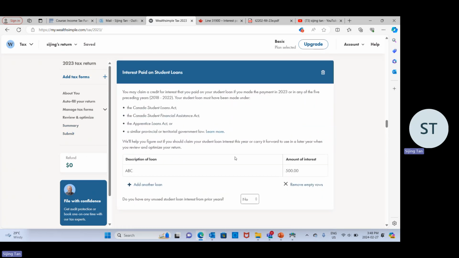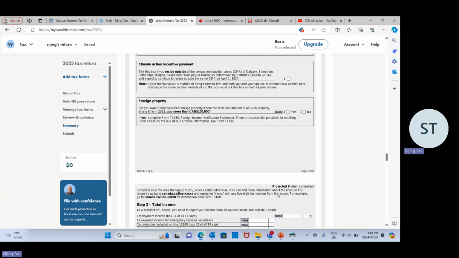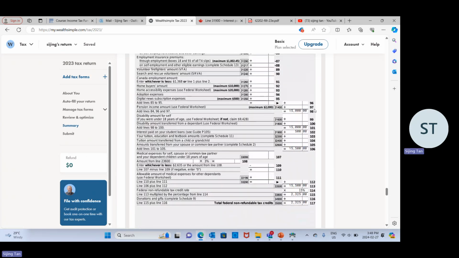What you need to do is pull your T4A slips, find the description of the loan, and then put in the amount of interest you paid. So, assuming I put in $500, then the $500 will show automatically under my T1 General line 31900. So that's just $500 here.